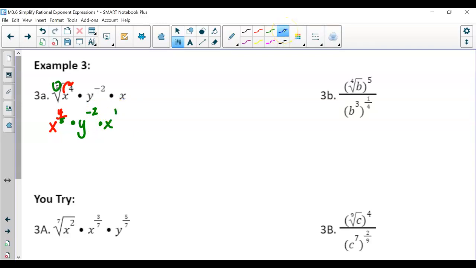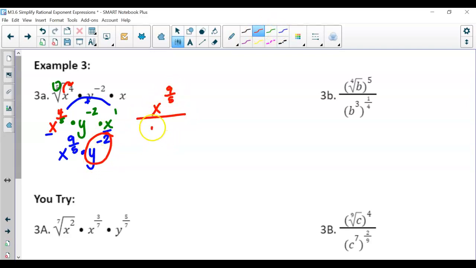So now that we have everything rewritten, what can we combine? The 4/5 and 1, because the bases are the same. So 4/5 plus 1, be careful, that's not like 5/5, because then you're saying this is a fraction here. So again, if you need to, use your calculator. You get x to the 9/5, then times y to the negative 2. However, is this our final answer? No, because of the negative exponent. So this is x to the 9/5 over y squared.